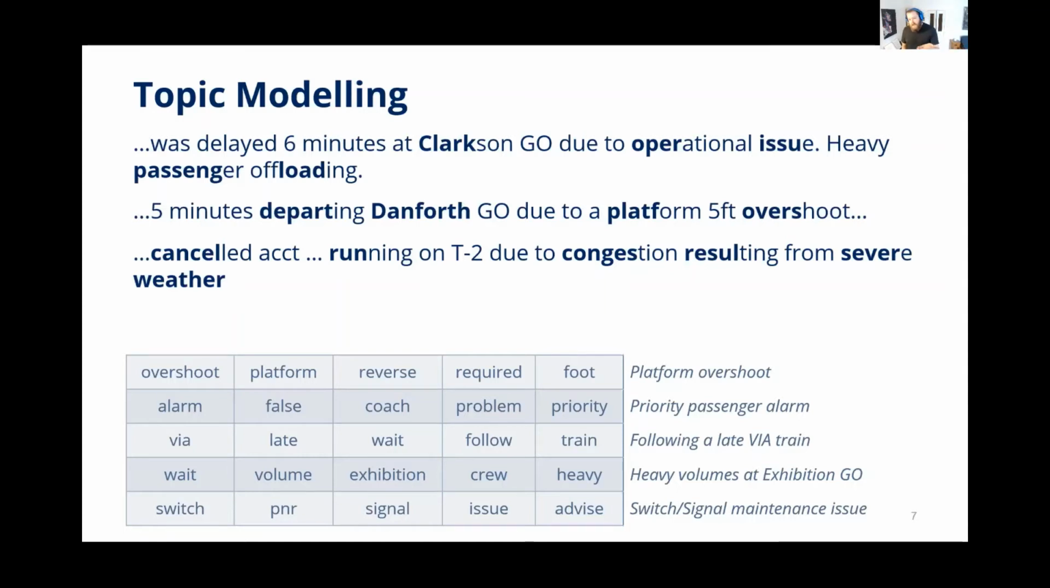And you can see you can get these bundles of 5 words here shown. There are 5 examples. Each row is a group. So the top row: overshoot, platform, reverse, required, foot. You see it's bundling together occurrences where there's a platform overshoot and the train needs to reverse and there's a delay because of that. In the middle, we have via, late, wait, follow, train. So this is when a VIA train is running late and a GO train is required to follow it, and so it is also then delayed.